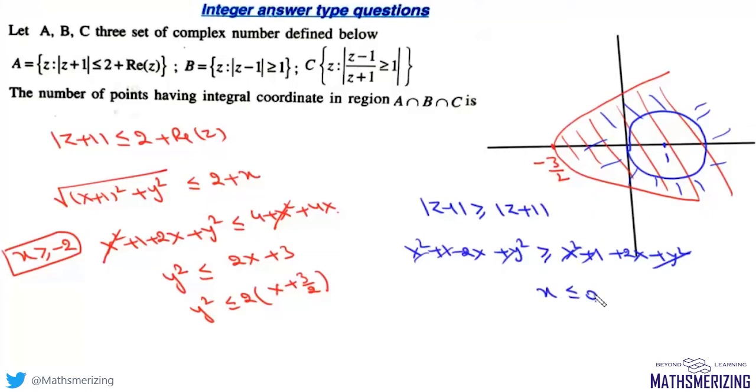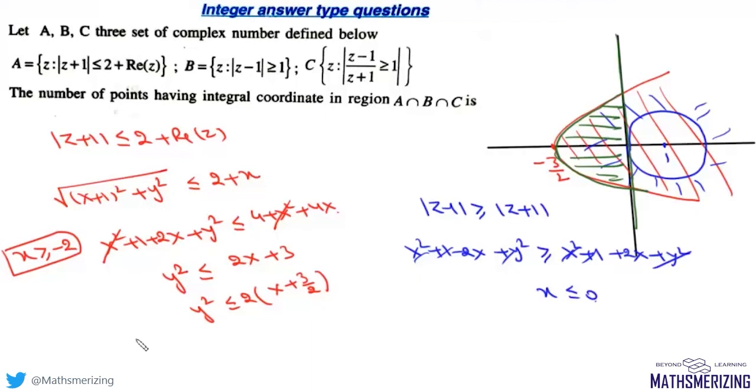That means all the points which lie in second or third quadrant. So we are talking about this region. So the region which is common to all the three conditions is this region. Now what are the possible integral coordinates in this region?